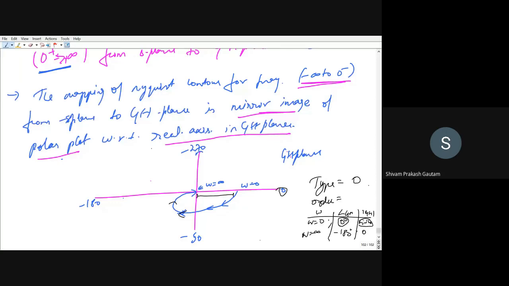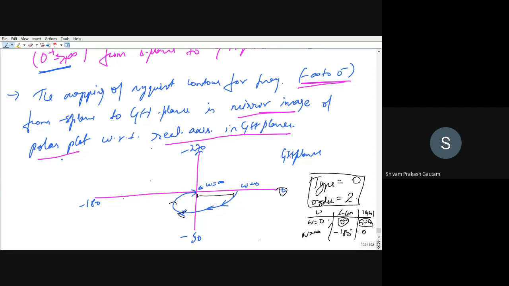And what is the order of the system? You can see it is ending at minus 180. To end at minus 180 degree, there have to be two poles, because one pole will add minus 90 degree phase to the system. If it is having two poles, that means its final phase will be minus 180. So the order will be 2. So type will be 0 and order will be 2 for this system. This is the polar plot of a type 0 order 2 system.